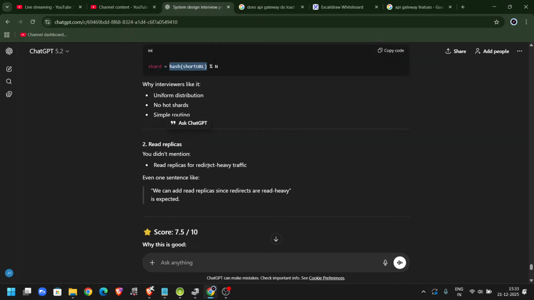Okay. Read replicas. You did not mention read replicas for redirect heavy traffic. Even one sentence like we can add read replicas since redirects are read heavy. What is a read replica?